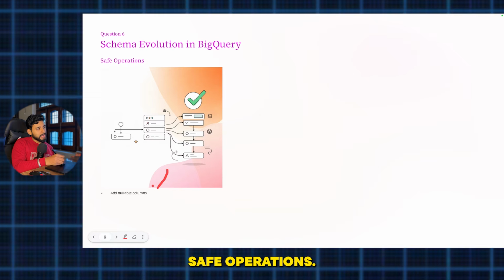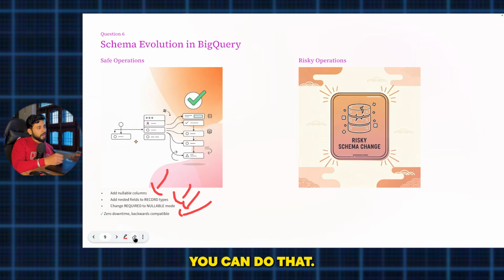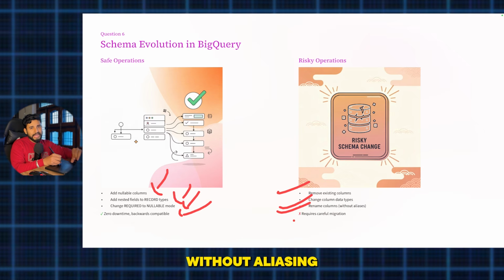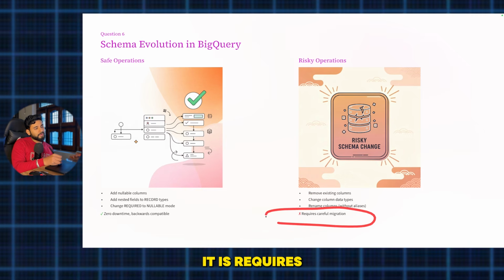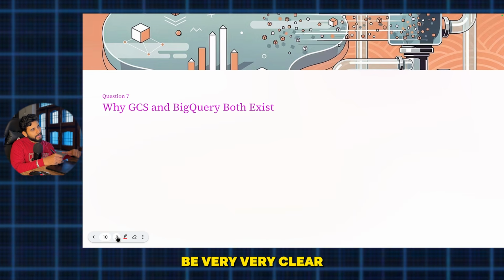There are safe operations. We can add null columns. We can add nested records to the columns. We can change required columns to nullable mode, with zero downtime and backward compatibility, directly. You can use Spark also to do that. You should not remove an existing column or change the column data type, because it can fail. You should not rename without aliasing. If you are removing or renaming any column, please alias it properly. That is very, very important. Be very careful. It requires careful migration whenever you are changing a column. Please be very clear about these things.